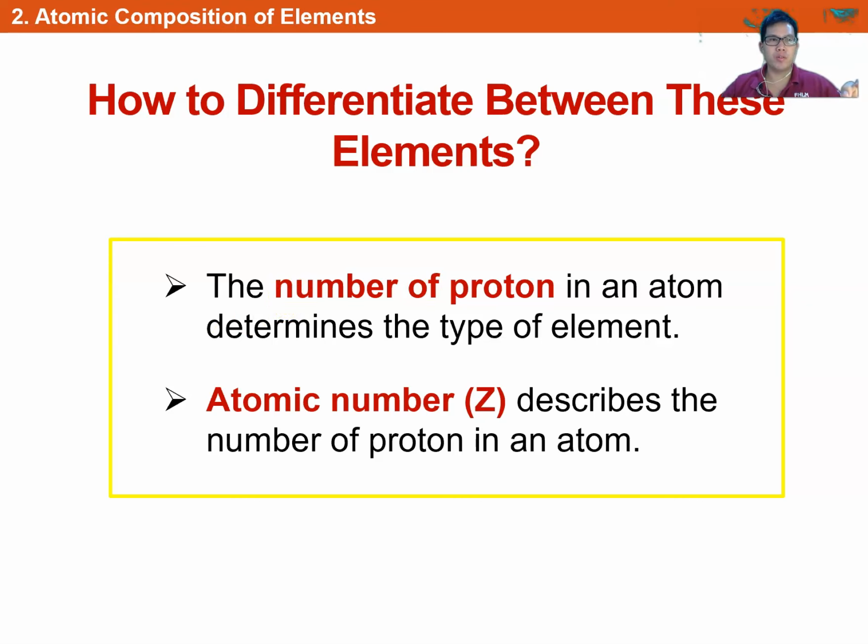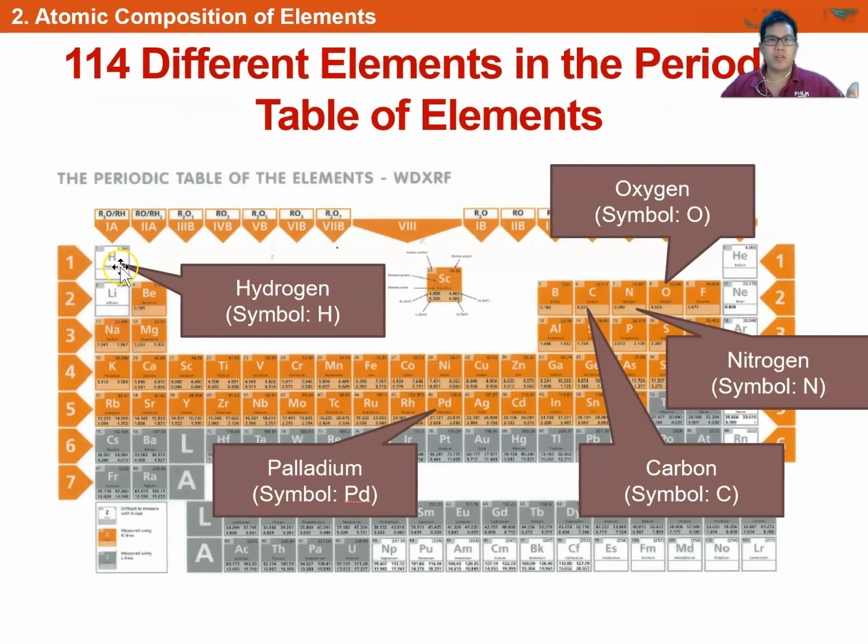For example, if you look back at the periodic table, hydrogen has one proton. Regardless of what, whenever you have one proton in the element, it will be hydrogen. And if you look at oxygen, the number of protons is 8. So regardless of what, if it has 8 protons, it will be oxygen.